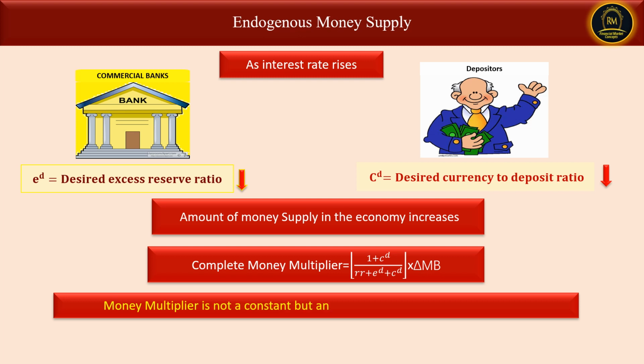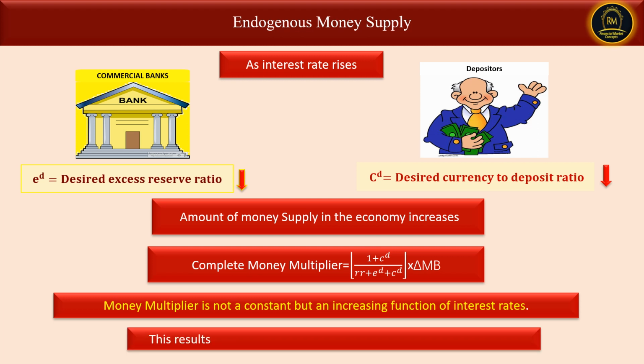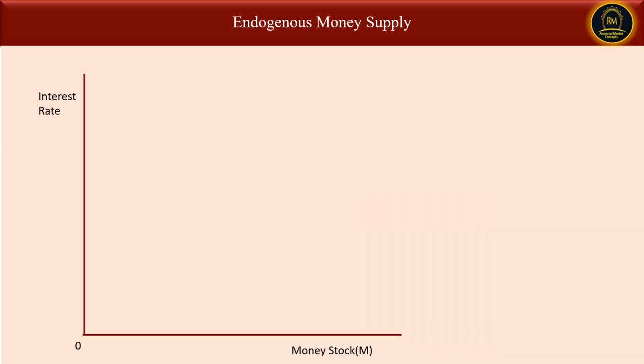Therefore, the money multiplier is not a constant but an increasing function of the interest rate. According to endogenous money supply theory, this results in an endogenous, upward sloping money supply curve. Now let's try to understand the endogenous money supply curve with the help of the figure. This is the interest rate axis and this is the money stock axis.